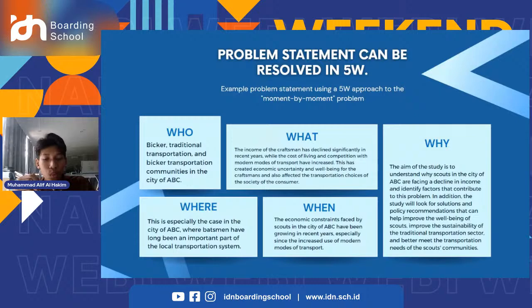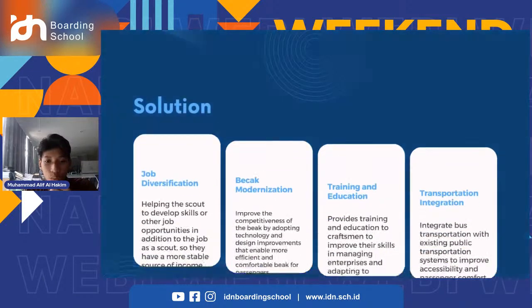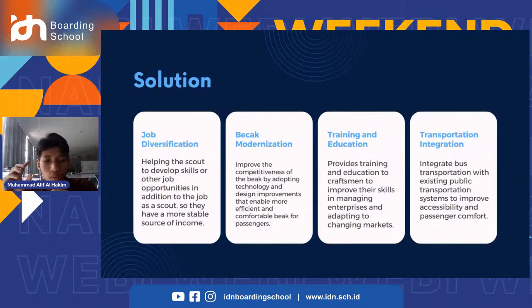And we have who, what, where, when, and why. For the next, solution: what is the solution for that problem? Now is the solution. One, job diversification: help the becak drivers develop skills or other job opportunities in addition to the job as a becak driver, so they have a more stable source of income.